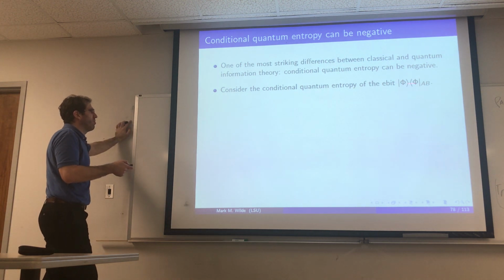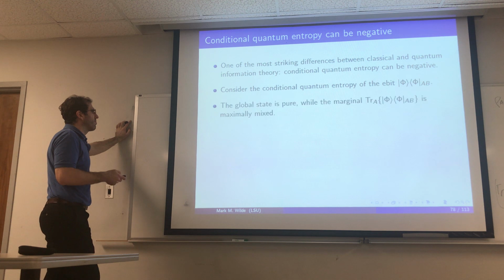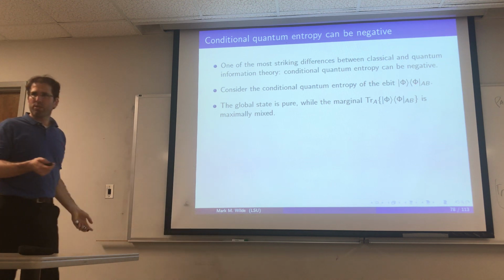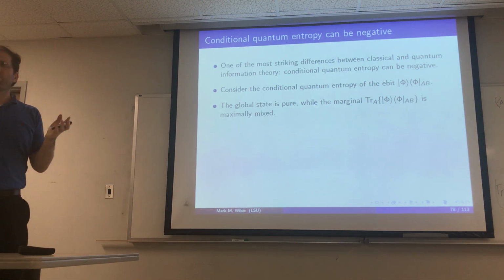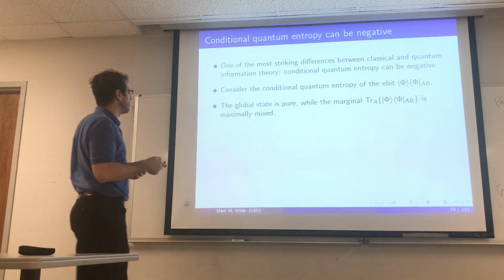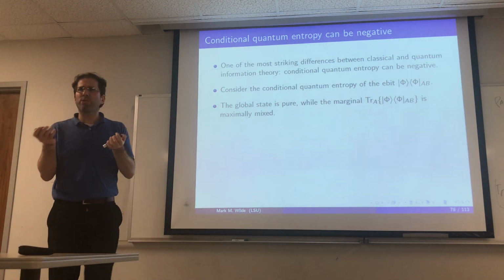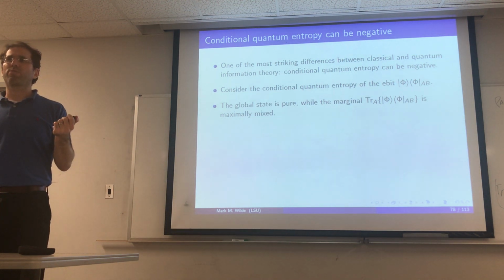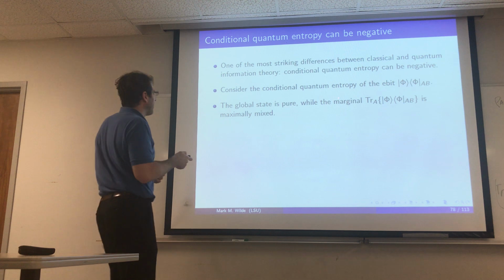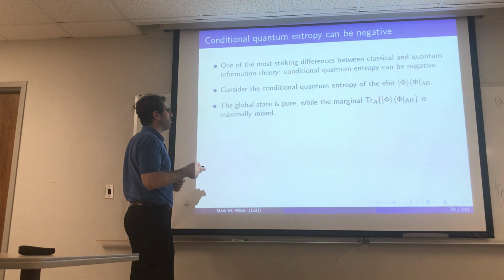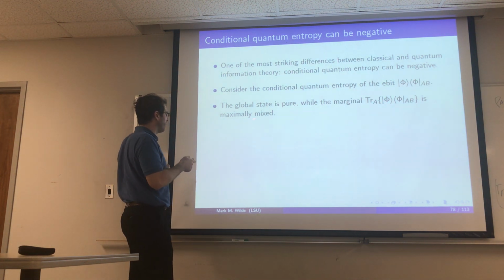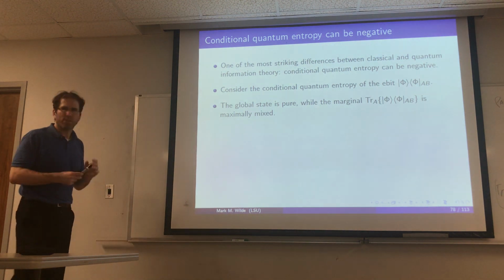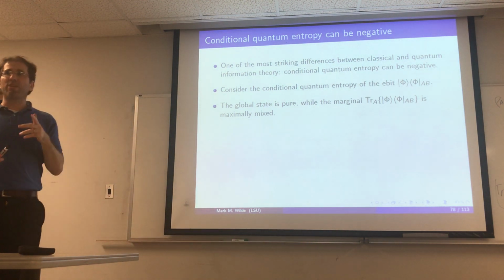Conditional entropy of the maximally entangled state. The global state is pure, right? It's a pure rank 1 operator. So any rank 1 density operator is a pure state. So that's the case here. And so if the global state is pure, the entropy of the global state is 0. However, when you trace over one of the qubits, the state is maximally mixed, which is the state of highest entropy.